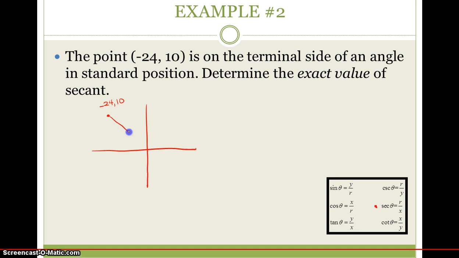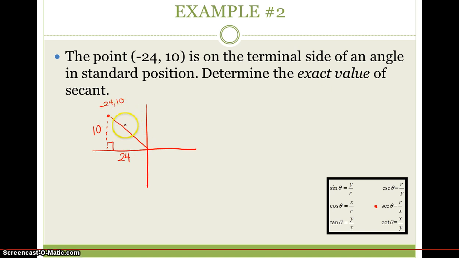Once again, we want to draw our radius going from the center of our axes. We want to draw a triangle. It's going to be a right triangle. Remember, it's formed with the x-axis and the terminal side. And once again, we want to label the lengths of our triangle. The x length right here comes from the 24, and how tall the triangle is comes from the 10, because that's our y value. Just keep in mind that this 24 is negative because it's in the second quadrant.